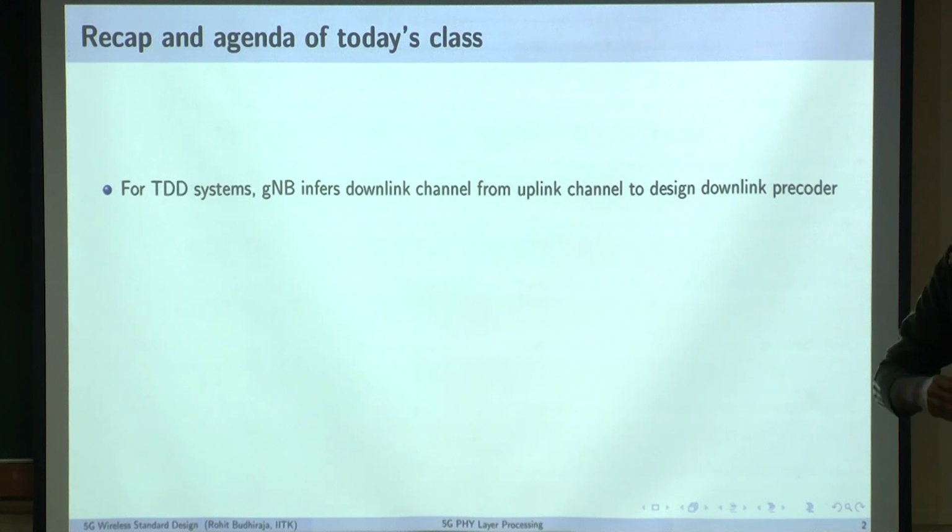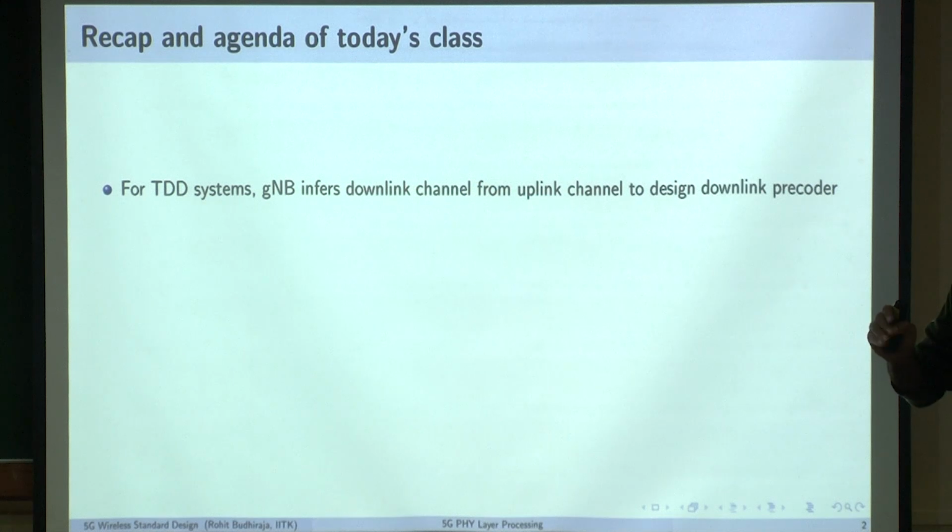So, uplink and downlink channels need not be the same for two reasons. One is if it is an FDD system, and the second one is if the TDD system is not calibrated. What does this calibration mean? The uplink chain: you are estimating the uplink channel. So, what is involved there? UE transmitter and base station receiver, correct? That has certain gains. So, the UE transmitter will have a certain gain, and then the base station receiver will have a certain gain.